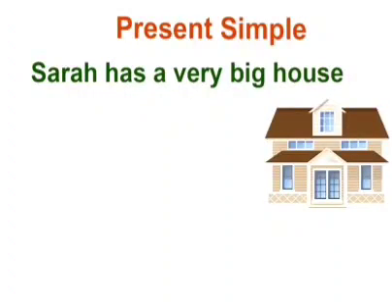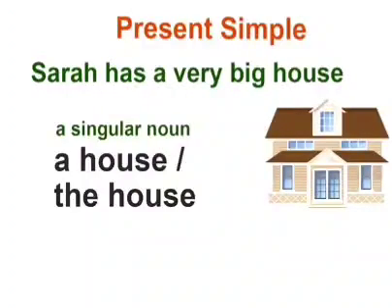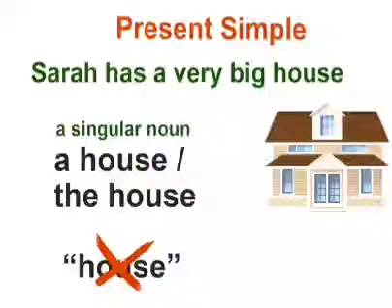But why do we say a big house? For singular nouns, we use an article: a, an, or the. In this case, we have a noun house, so we must say a house, not just house. That's why B is correct.